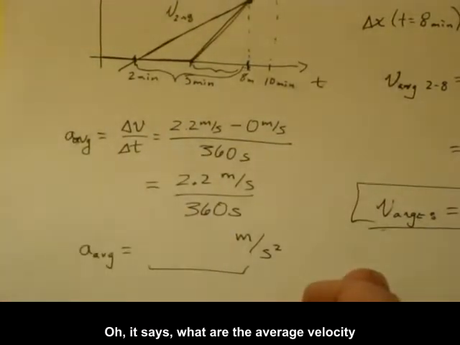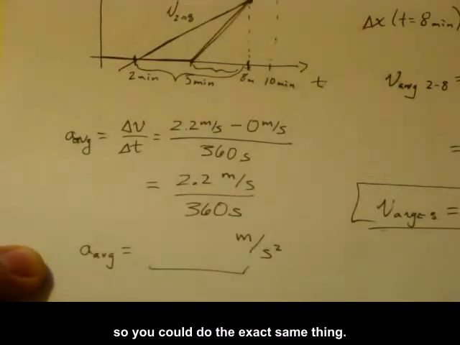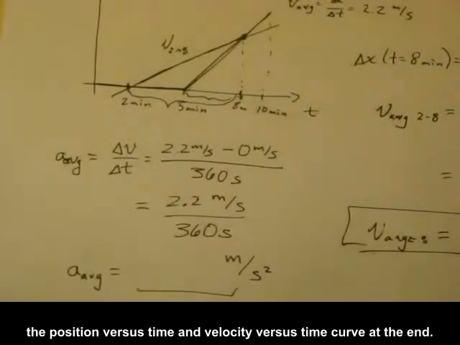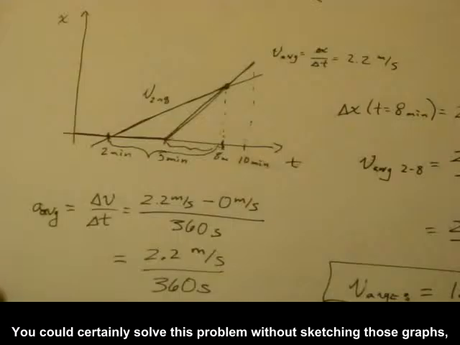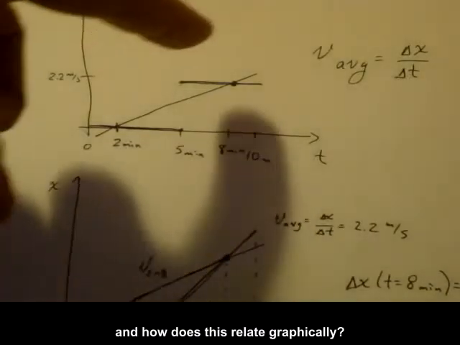Oh, it says what are the average velocity and the average acceleration in the time interval of 3 minutes to 9 minutes. So you could do the exact same thing. I find it kind of odd in this question that they're asking you to sketch the position versus time and velocity versus time curve at the end. You could certainly solve this problem without sketching those graphs, but it really is helpful to give you a sense of what numbers we are looking for and how this relates graphically.